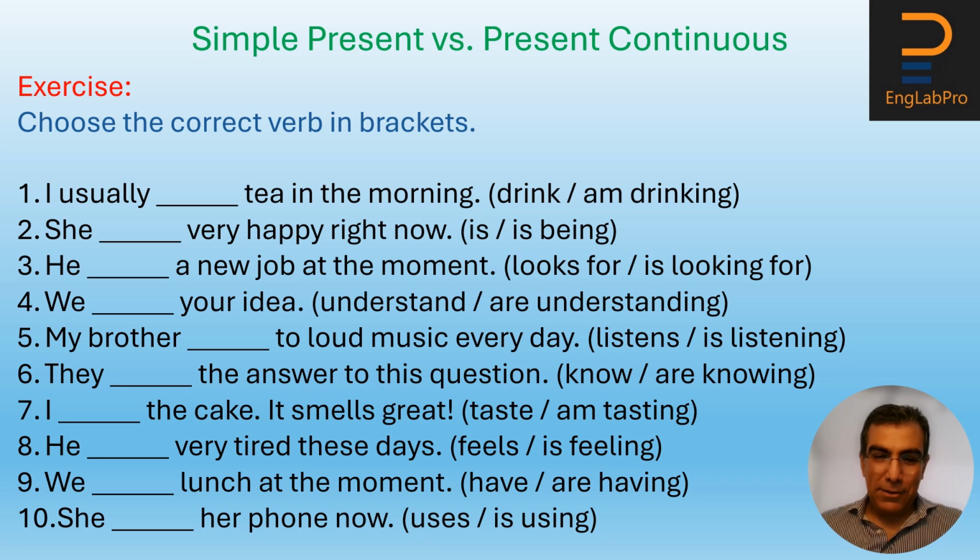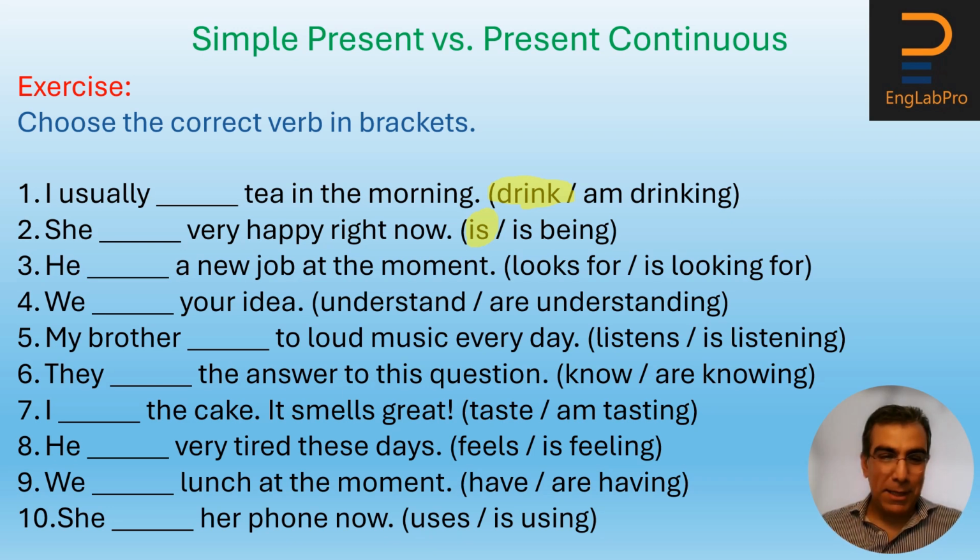Well, the answer is I drink. Why? Because it says usually. It means it's a regular repetitive action. This is a routine. So simple present. She, very happy right now. The answer is is. Although it says right now, is is one of the non-action or state verbs. So no continuous form.